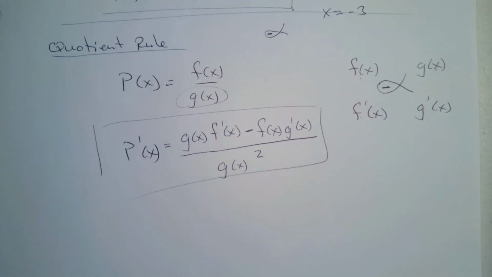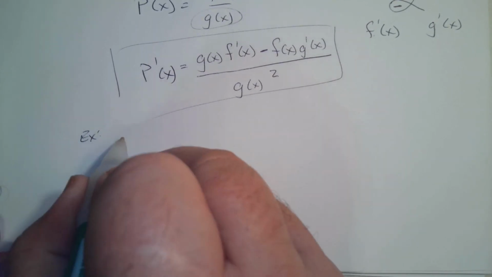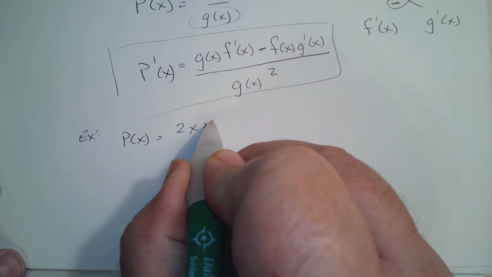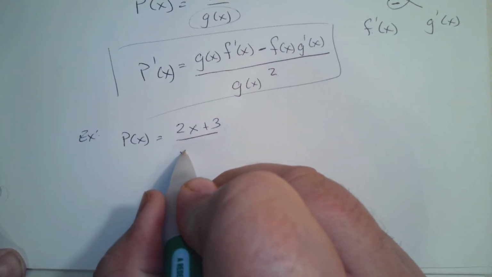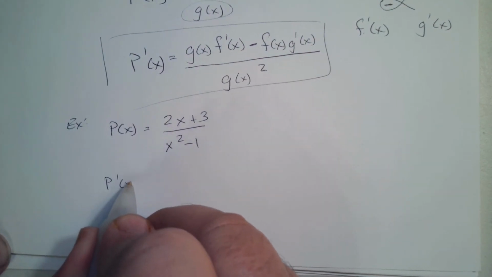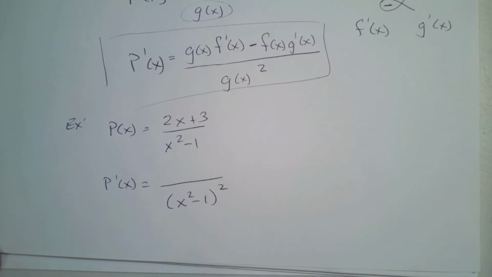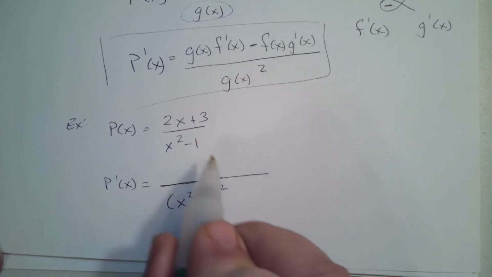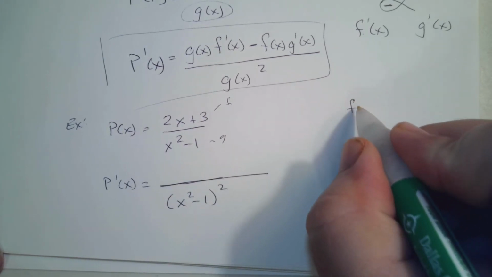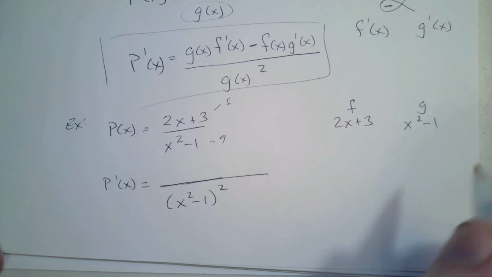All right, let's look at this example. We'll use the same numbers. 2x plus 3 over x squared minus 1. We know automatically that the bottom is going to be squared. Now, the only thing we have to do now is find the top. We'll call the top f and the bottom g. So f is 2x plus 3. G is x squared minus 1.